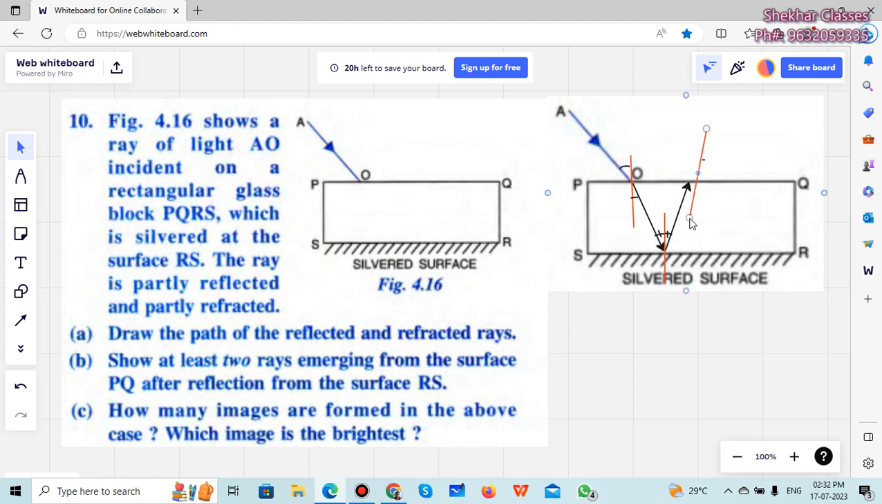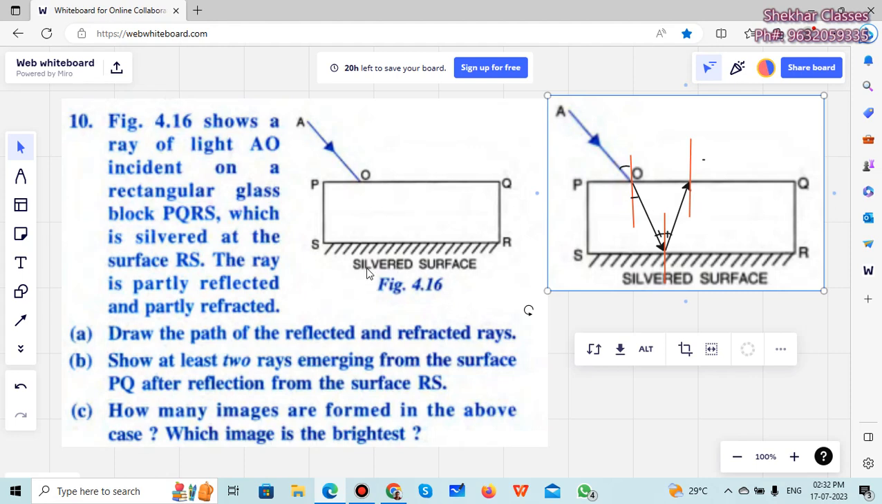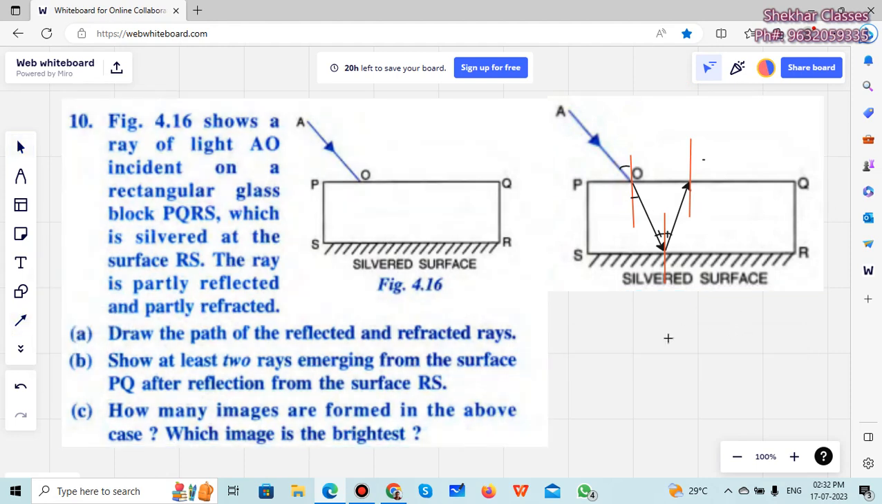Why is it not coming here? This is the normal here, and it will refract back. Where? It will refract into this medium here, away from the normal, because it's going from denser to rarer medium now. So it's not that much, but yes, it will reflect. Okay. Now, the same thing has to be drawn again.